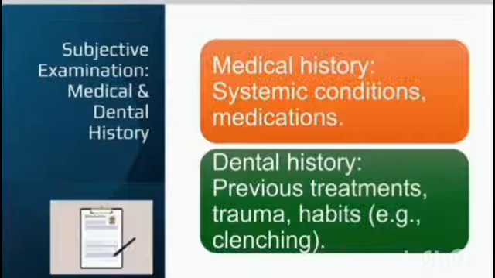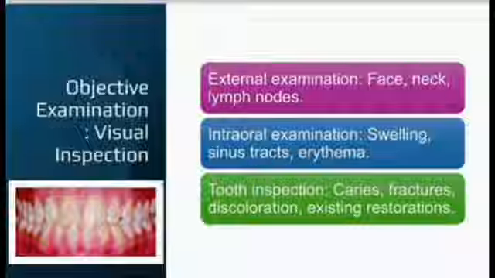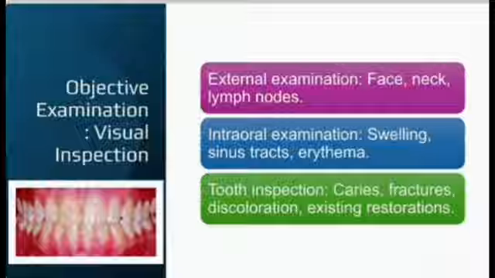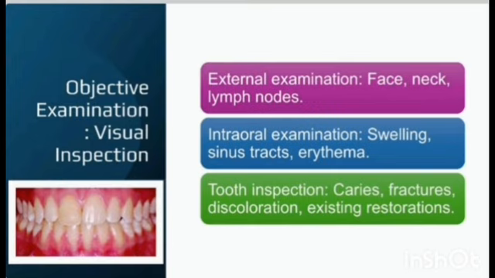And then we also have to record the medical and dental history. And then we move on to the objective examination. Here, these are the symptoms that are elicited or ascertained by the clinician themselves. So we'll have to first do the extraoral examination, which is where we check for any facial asymmetry, lymph node prominence, and intraorally if there is any swelling or sinus tracts and fistula, or if there is any generalized erythema, we check for that. And then during the tooth inspection, we look for the specific caries or fractures or discoloration, or if there are any existing restorations which themselves are a predisposing factor.